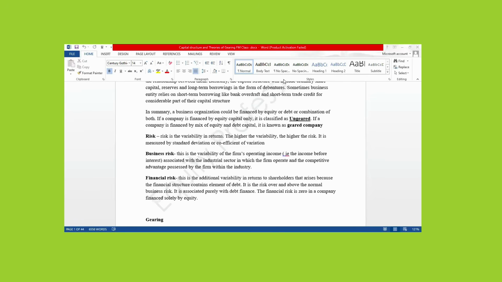Please note, every business has its own business risk. If you are talking of banking business, we have banking business risk. If you are talking of telecommunication business, we have telecommunication business risk. If you are talking of construction business, we have construction business risk. All right.